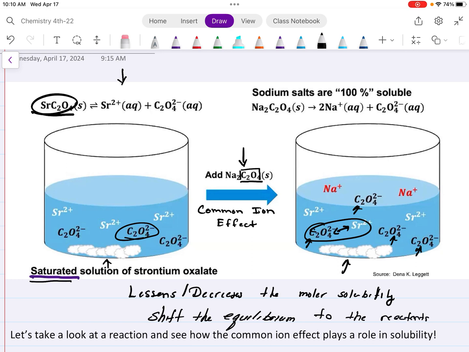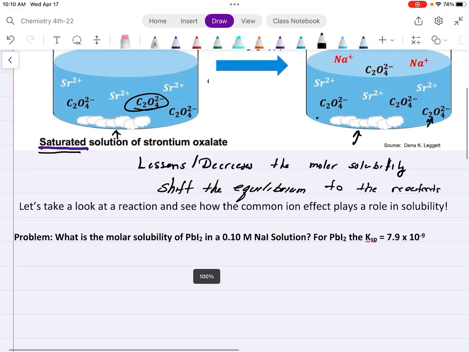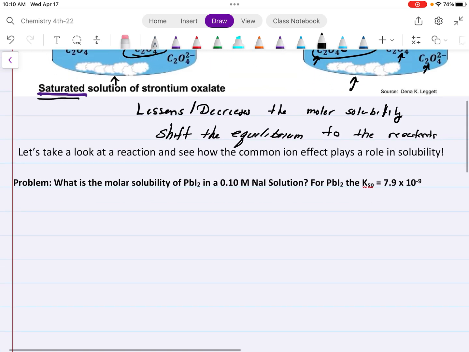So we're going to take a look at a problem here that's going to help us understand how this works. Let's take a look at a reaction and see how the common ion effect plays a role in solubility. The question says, what is the molar solubility of lead iodide in a 0.1 molar solution of sodium iodide? For PbI2, the lead(II) iodide, the Ksp is 7.9 times 10 to the negative 9.